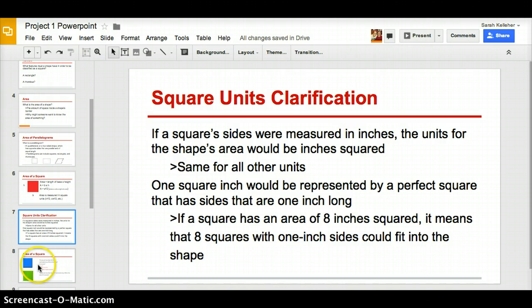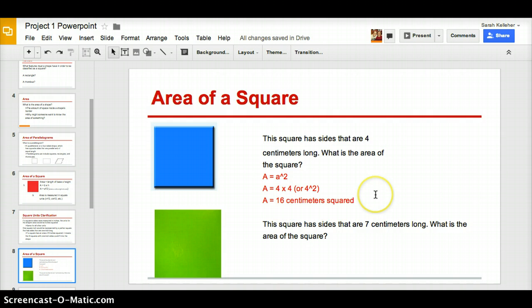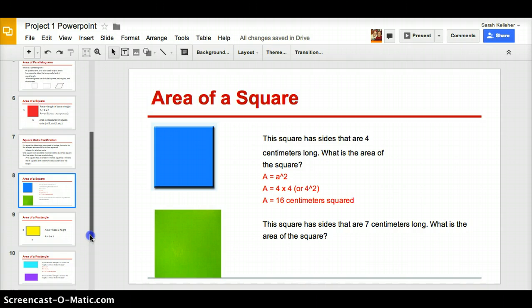Let's practice a little bit finding the area of a square. On this slide, the instructor would solve the first problem by themselves, writing the step-by-step answer on the board, and the second problem would be solved with the students offering steps on how to solve the problem.